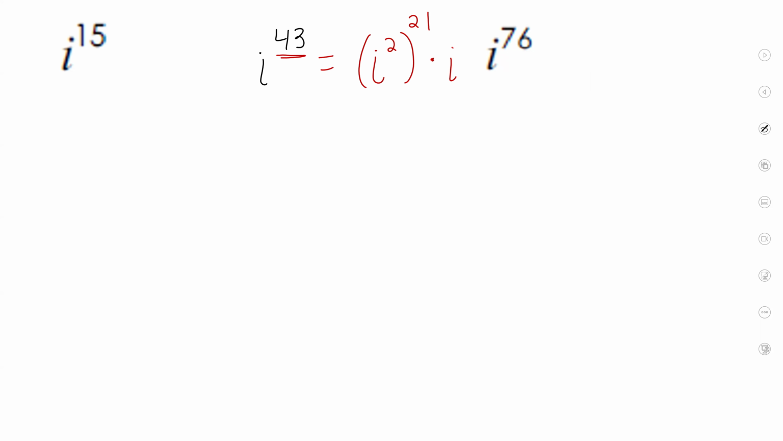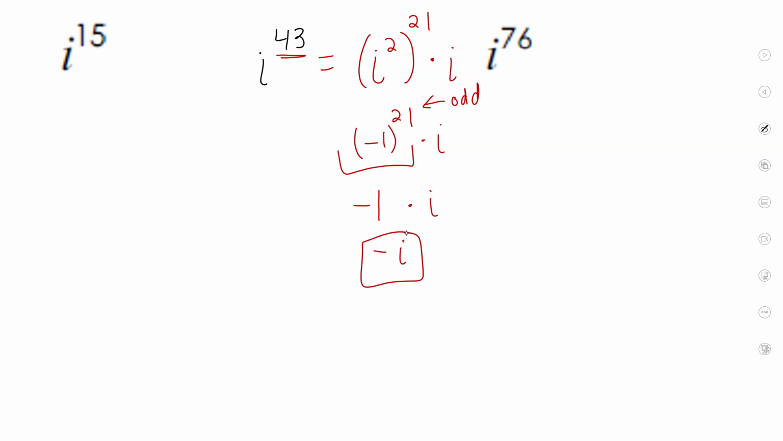I squared is -1. 21, this is odd. That means this entire thing is -1. Then you have this times I, so you get -I.